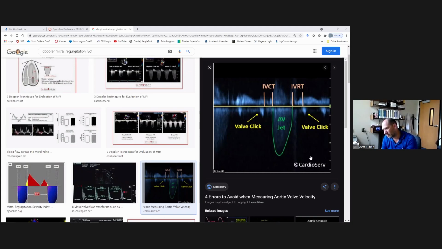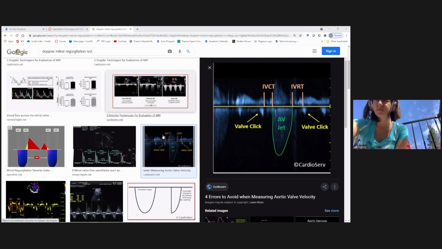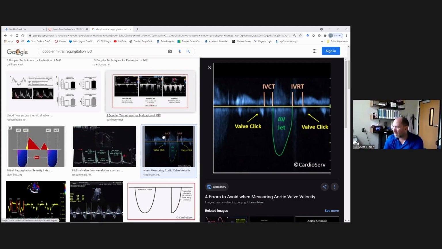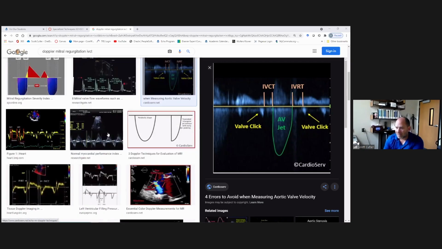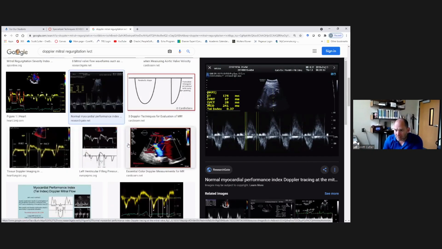That measurement is off. I'm not sure I like that. I mean, yes, you get some valve clicks and stuff like this, but you have your IVCT, which is the end of the A wave, the beginning of the aortic jet, from the end of the aortic jet to there. I think what I'm saying is that the jet's actually right here. I don't like that at all, because it does say errors to avoid when measuring the valve. It's just a good example of that. I really don't like that one. All right, that looks like it's a fetal heart. Let's not do that yet.